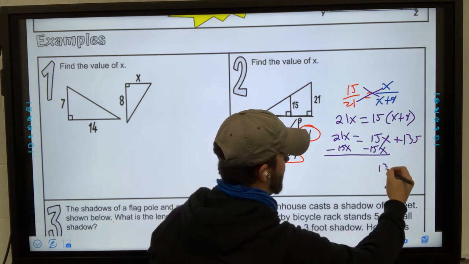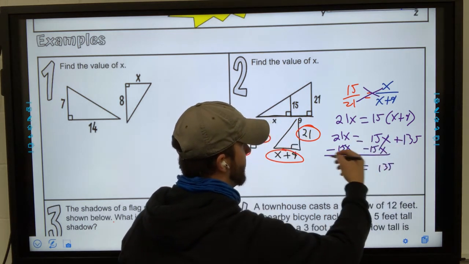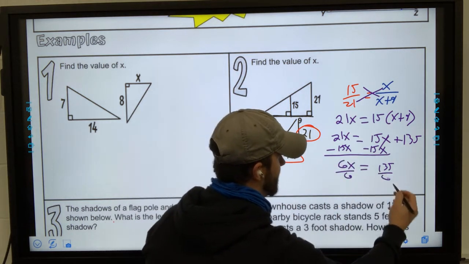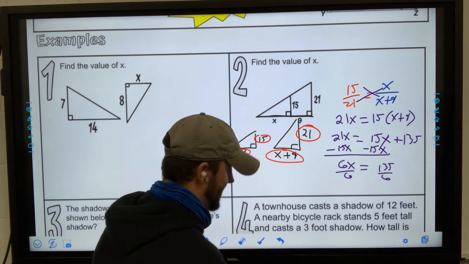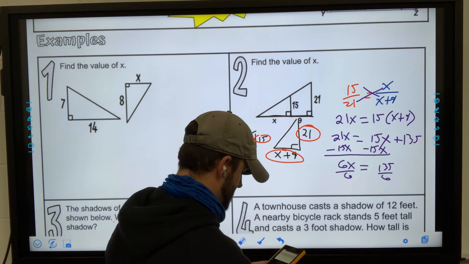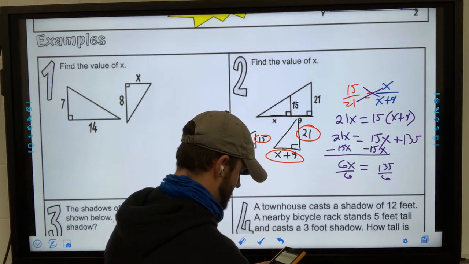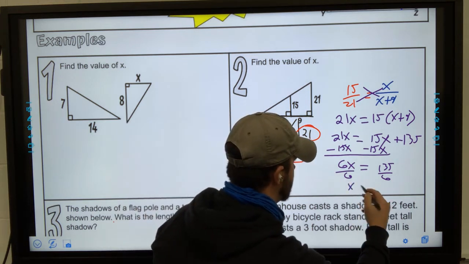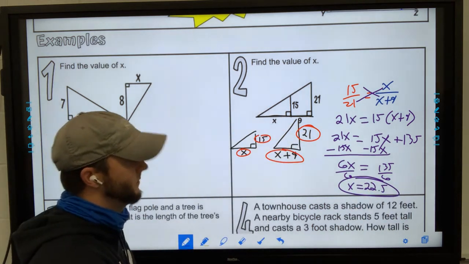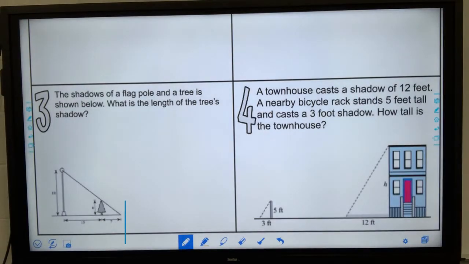Cancel, I'm left with 135 over here. 21 minus 15 is going to give you 6. And then I'm going to divide by 6 on both sides. So 135 divided by 6 is going to end up giving you 22.5.